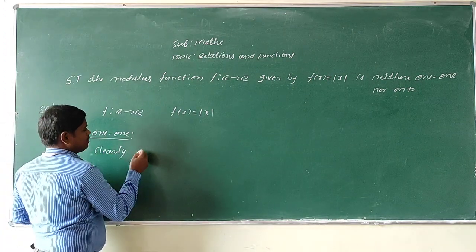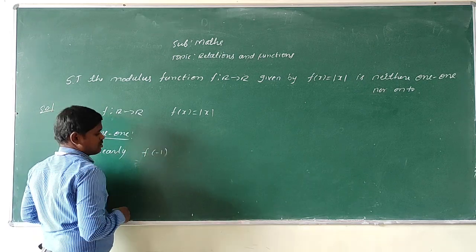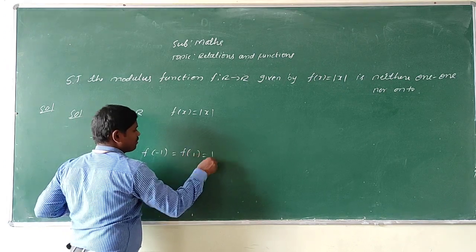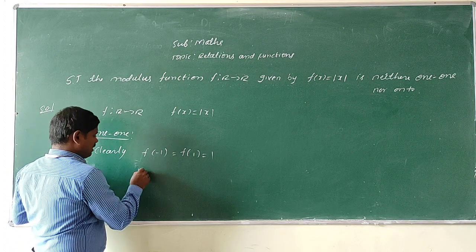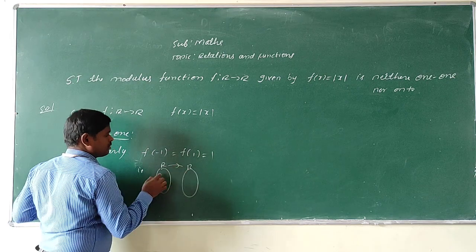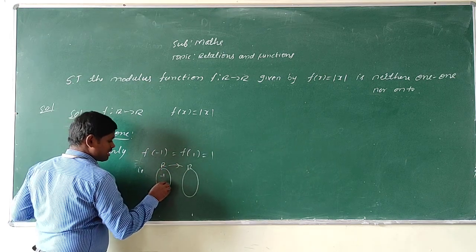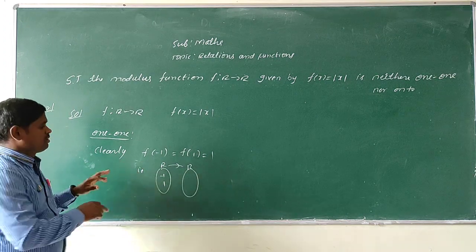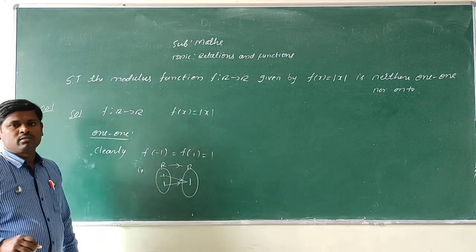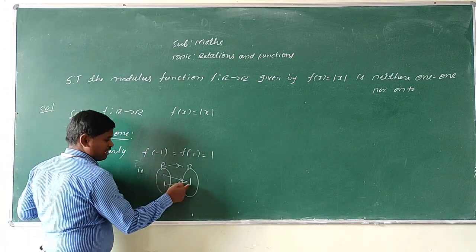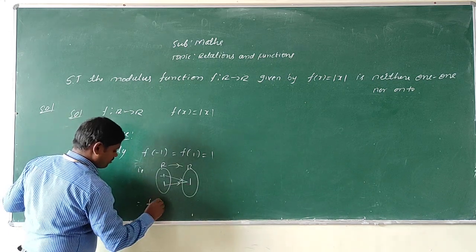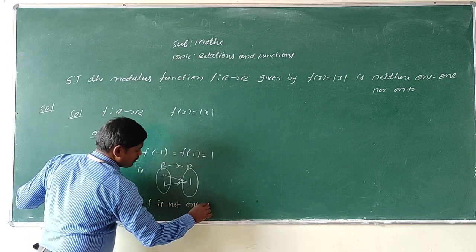Clearly, suppose I take minus 1. f of minus 1 is equal to 1. So here, I am taking minus 1 and plus 1, or any two real numbers in the domain, and we get the same image. Is it clear? Minus 1 is related to 1, and plus 1 is also related to 1. Therefore f is not one-one.